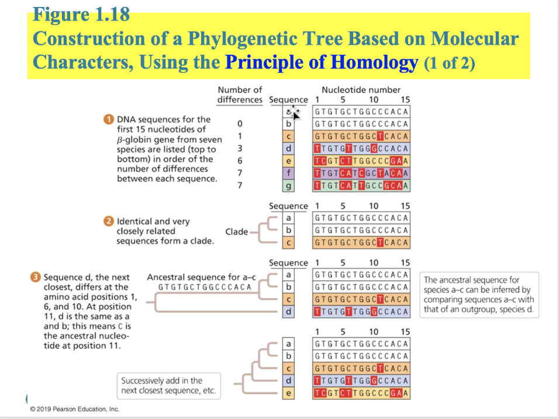So sequence A, from whichever species that came from, and species B, they don't differ at all between these 15 spots for the beta globin gene. So the computer groups them together near the top. Next, out of the remaining 6 sequences, the computer looks for the sequence more closely related to these. And it finds that C is more closely related to A and B. So it puts sequence C next. And then it does the same rearrangements with D, E, F, and G.